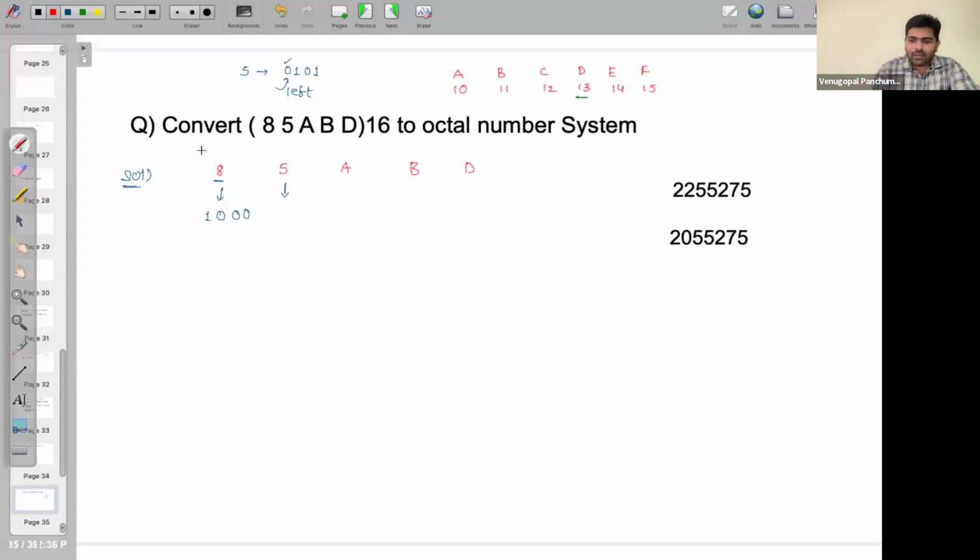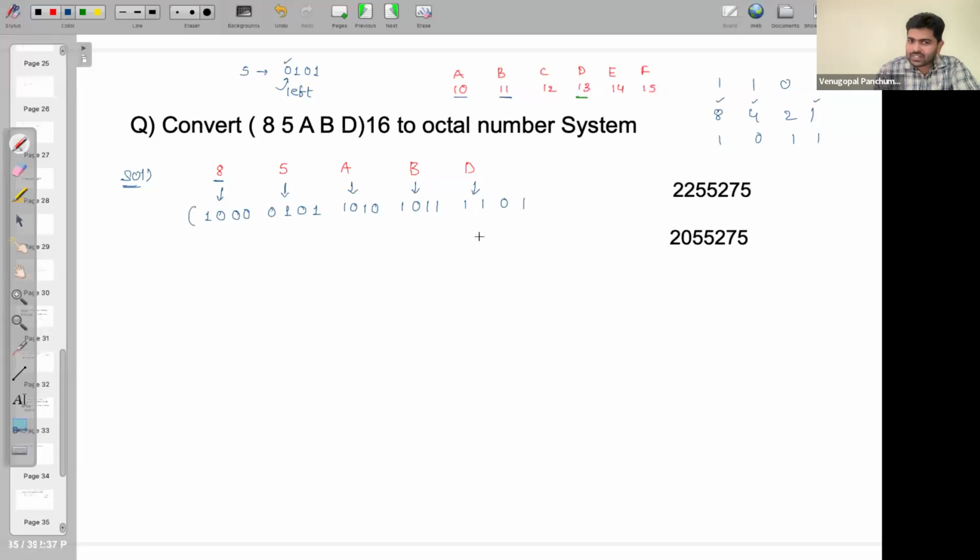So hence 5 also we need to write as 0101. Okay. What about A? A is 10, so you can directly write 1010. No problem. What about B? B is 11. If you have doubt, you write 8, 4, 2, 1: 8 plus 2 is 10, 10 plus 1 is 11. So 1011. Like that you can do directly, 1011. Okay. What about D? D is 13. So 13 means 8, 4, 1 required. So 1101. Okay, 1101.